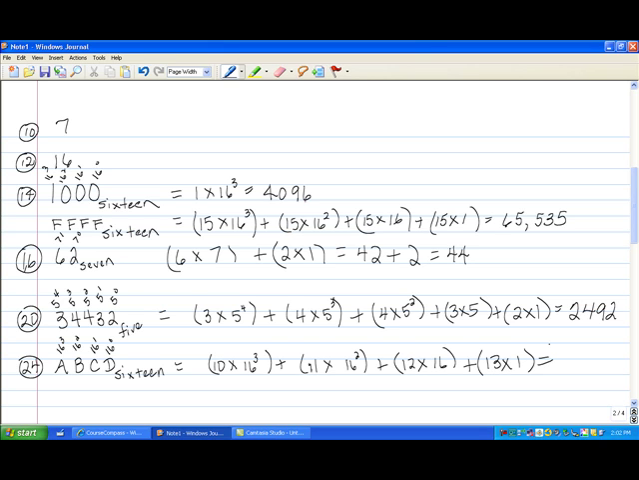Alright, so 10 times 16 cubed plus 11 times 16 squared plus 12 times 16 plus 13 times 1. Okay, I came up with 43,981. Okay, that looks correct for that one. Okay, so that's going from another base into base 10. We want to expand by powers of that base that were given in the problem.